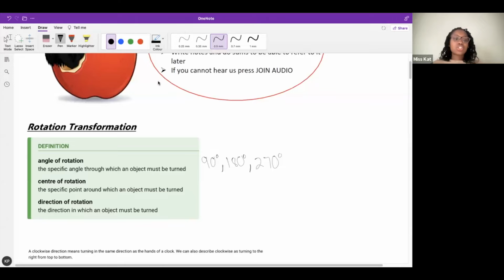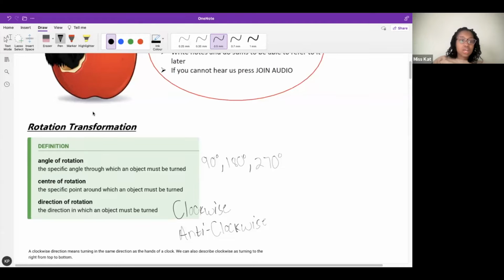Now, unfortunately, we can't do a lesson with a protractor where I show you how to put it on the center and rotate the shape. But just know that it exists out there. You can search it. And then, of course, the direction of the rotation. So our 2 directions are clockwise and anti-clockwise. Those are 2 possible directions.